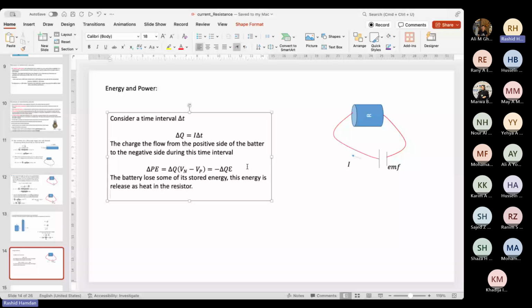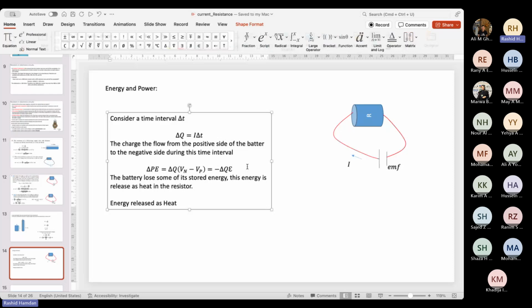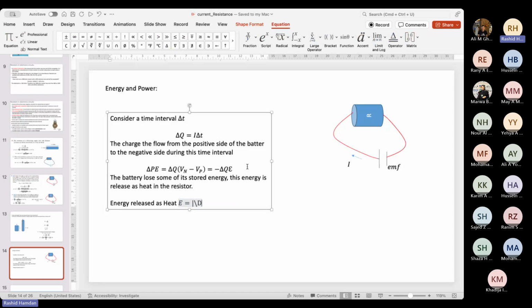So now the energy that is released in the resistor, so energy released as heat, let's call it E. It is actually minus delta PE. So this is the released energy. I can take the absolute value if you want. So I can say that it is the absolute value of the change of the potential energy of the battery.